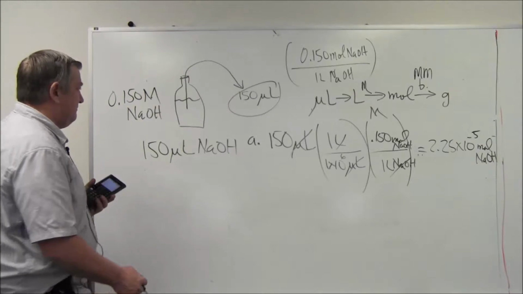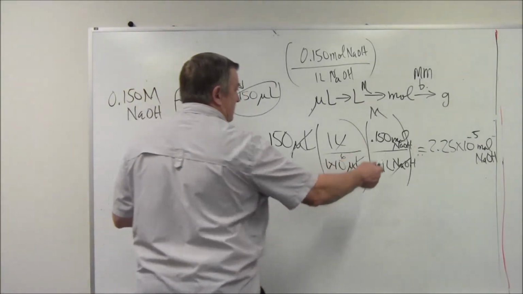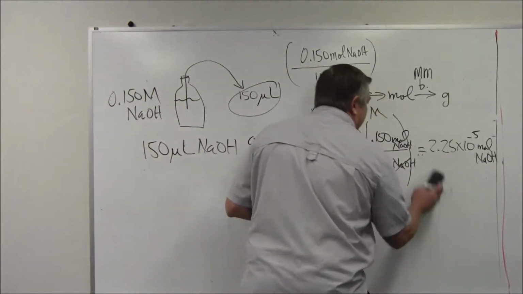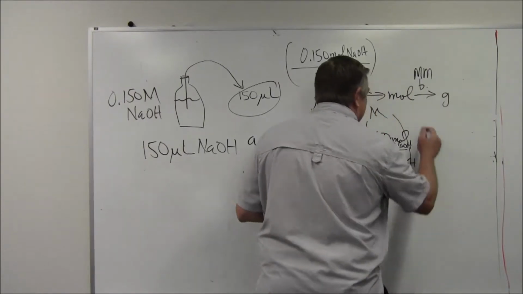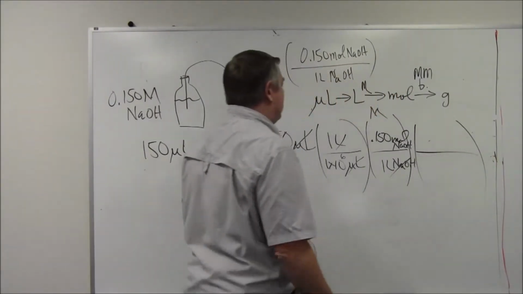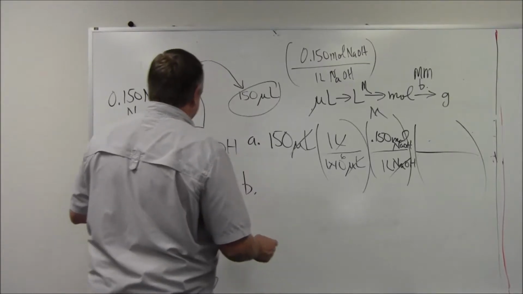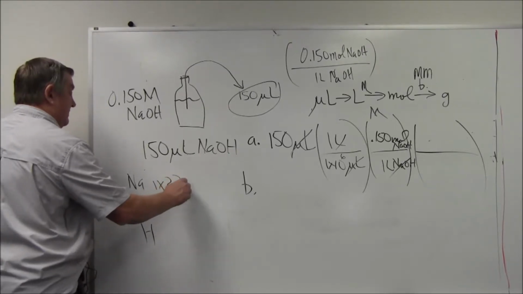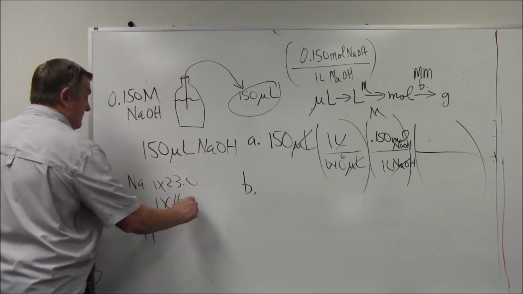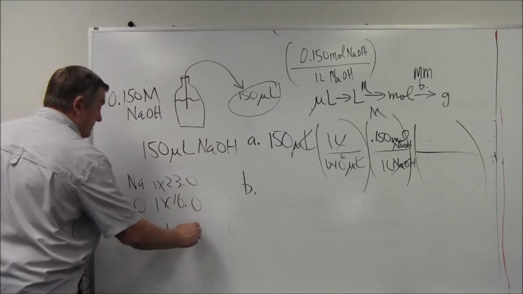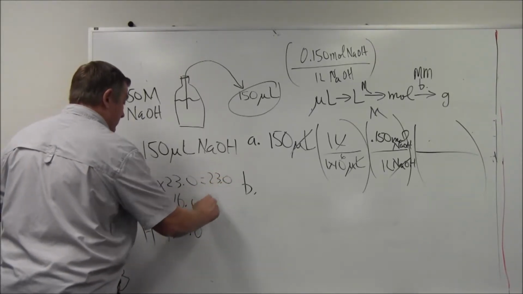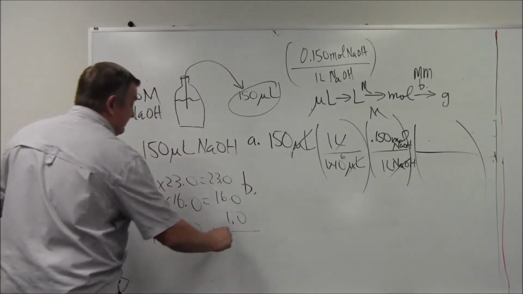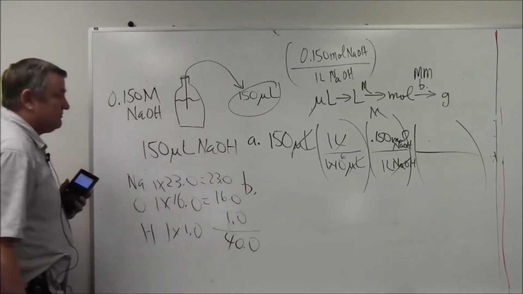Okay, and now let's do part B. We'll just take the answer we have there, or let's just do one more step. That answer is already in my calculator. And now we want the molar mass of sodium hydroxide. So we do a vertical tally. 1 times 23, 1 times 16, and 1 times 1. And we get 23, 16, and 1. And that gives us 40. 40 grams per mole for sodium hydroxide.